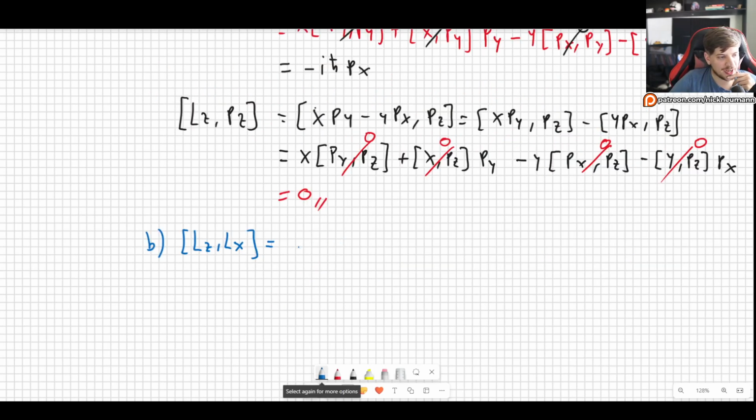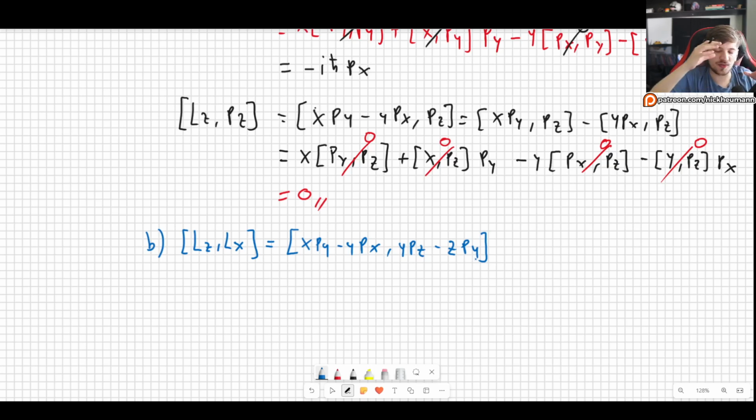So part B asks us to find this commutator using the previous results. So what you could do would be to write this as Lz being x py minus y px and Lx being y pz minus z py. And then you could separate this into 4 different commutators like we just did before, and then just use again the property to remove one of the elements from the commutator so that you can reduce it into the basic commutators between x and p and x and p, and then you find the value.